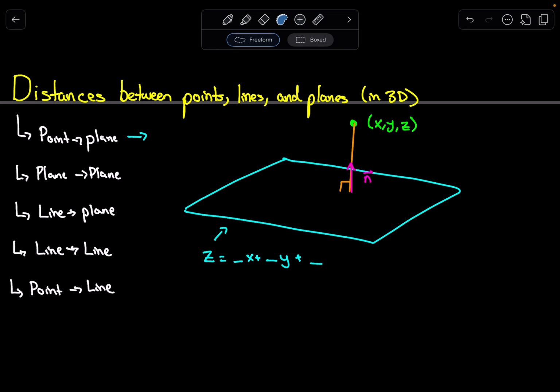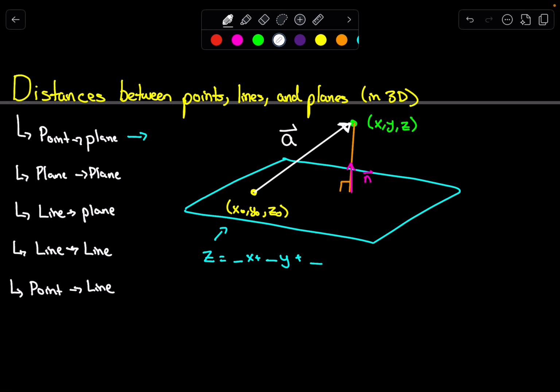And the strategy for doing this particular problem is we're going to pick a random point that exists on this plane. We're going to pick some point, X naught, Y naught, Z naught, and we're going to draw a vector between that point and the point that we were given. Okay, we're going to draw this vector. I'm going to call it the vector A, if you will.